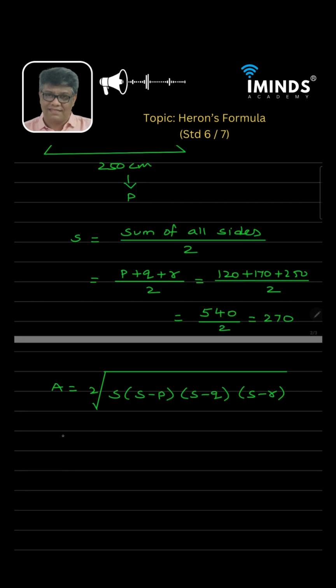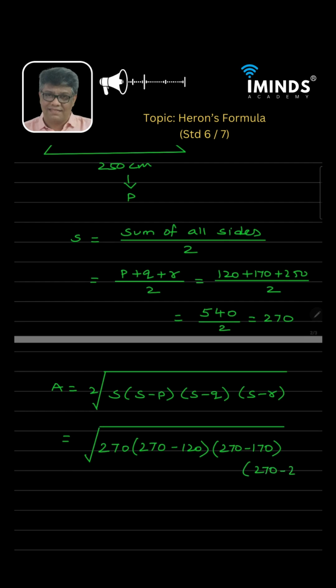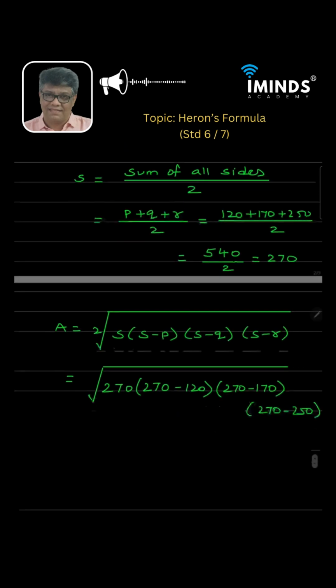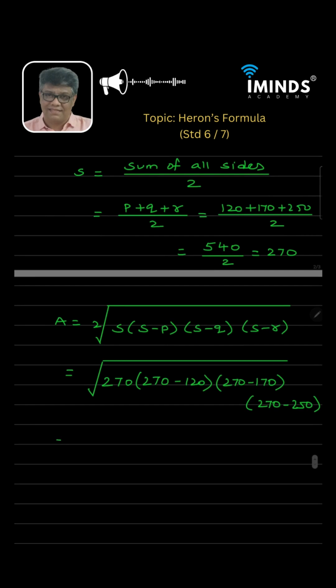So this is equal to the square root of S, which is 270, so 270 into, again S is 270, S minus P becomes 270 minus 120, then 270 minus 170, and 270 minus 250. Correct?